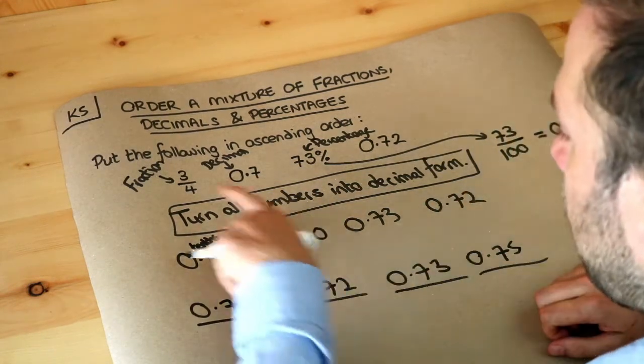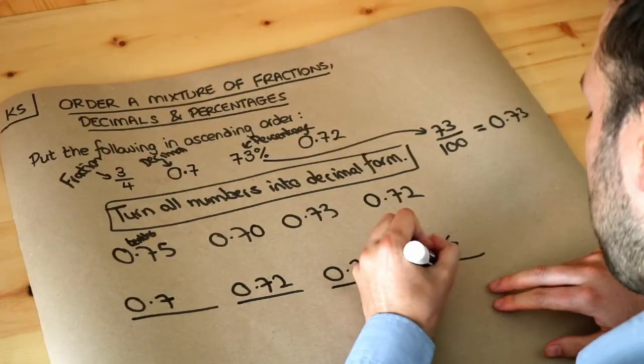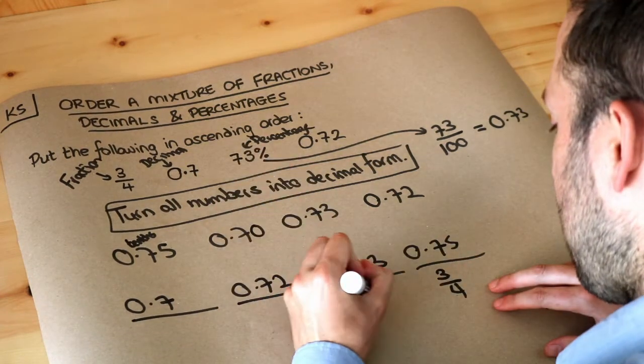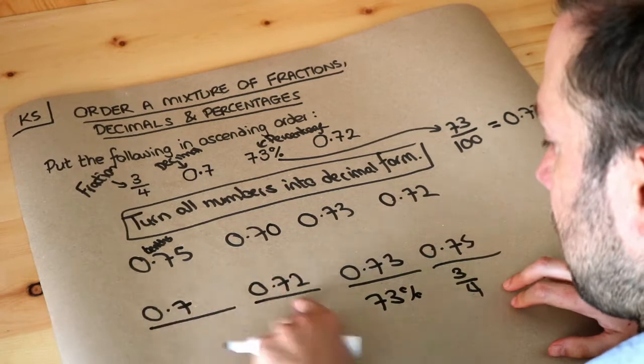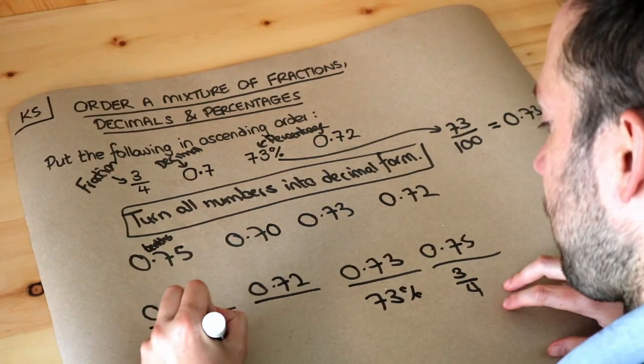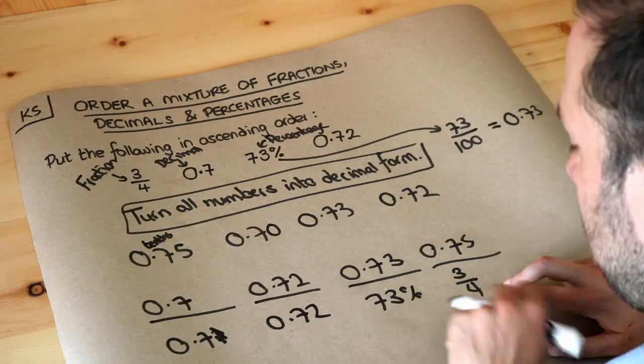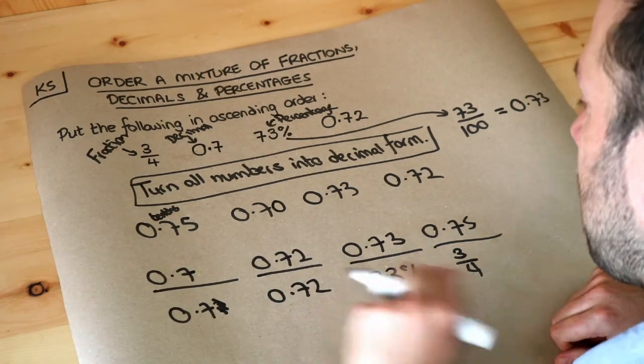And you may want to write what these originally were. So the 0.75 was the 3/4. The 73% is the 0.73 here, and these two were just decimals. So there we go. Those are the 4 original things in ascending order. We just convert them all to decimals.